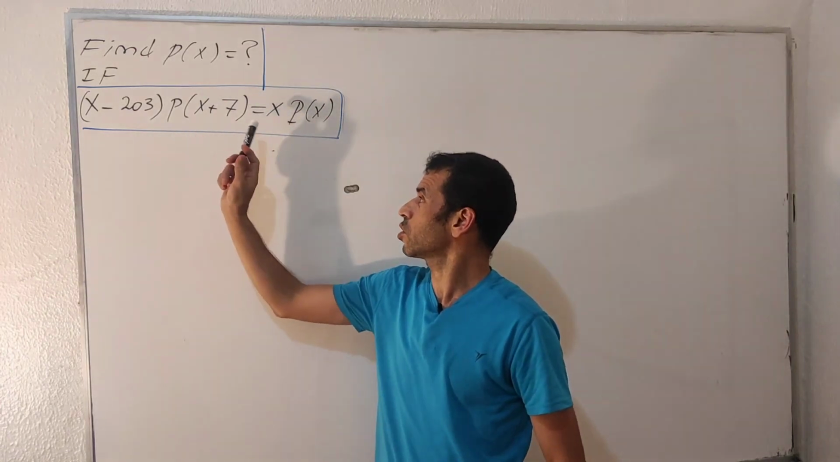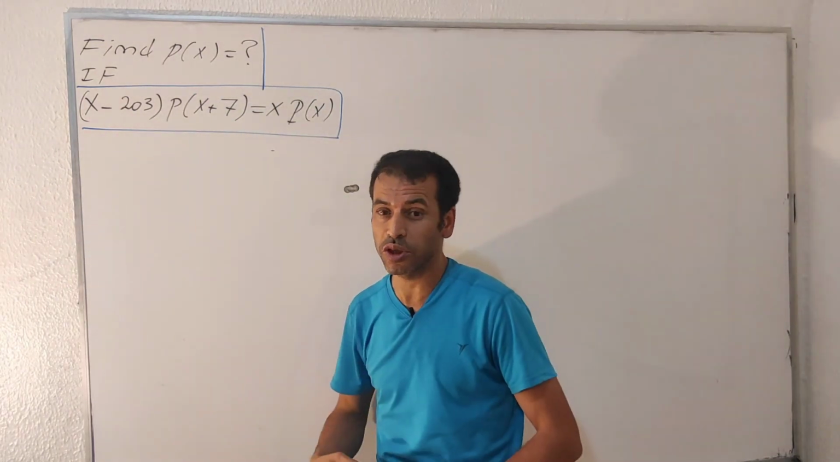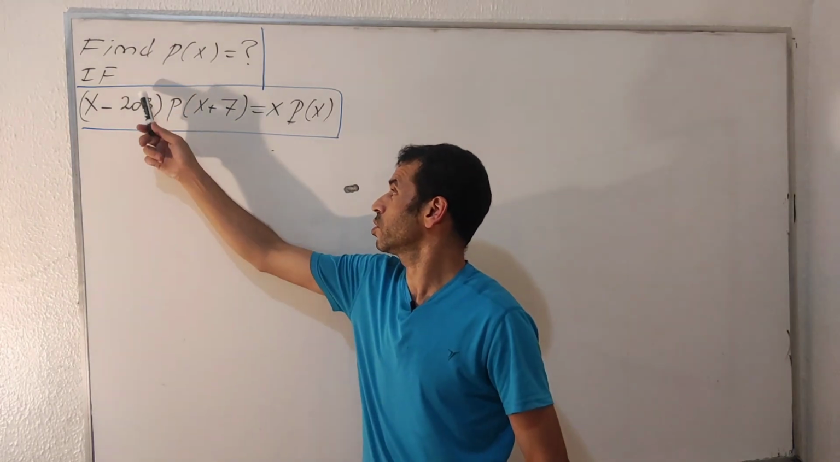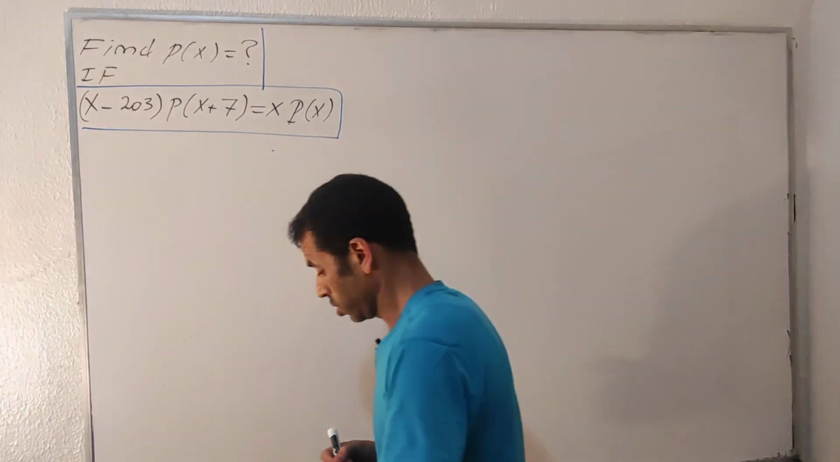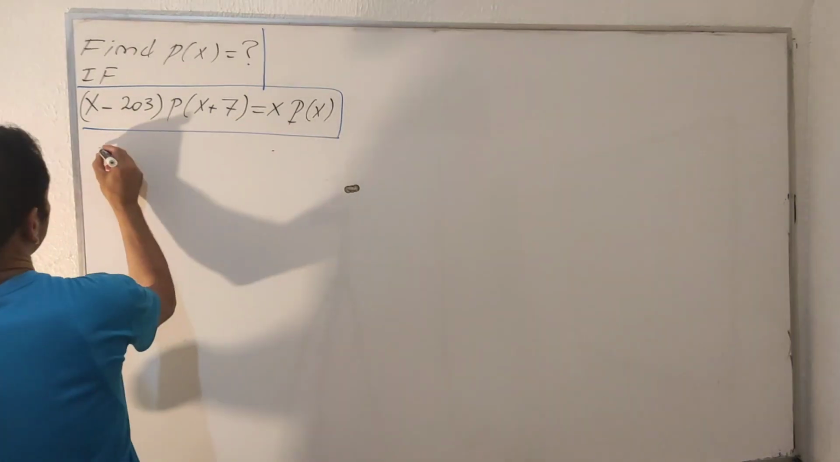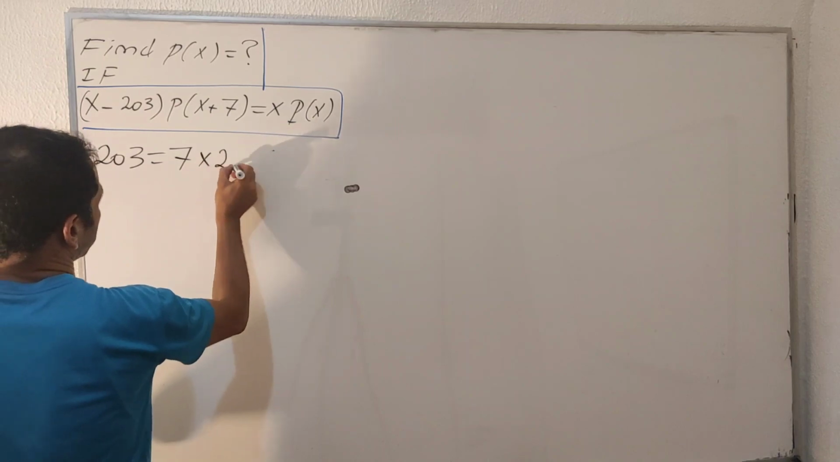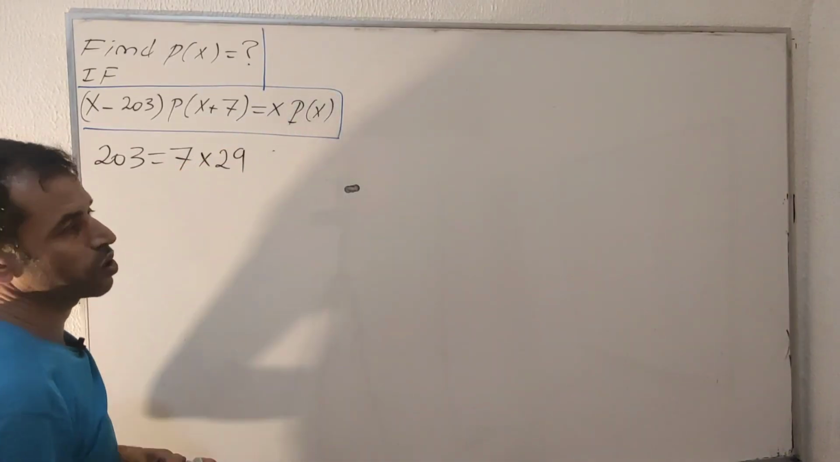If you take a look at 203 and the number 7, we have relevant information between the left and the right hand side of this equation, especially 203. There is kind of a relationship between the number 7 and 203. If you check, 203 is the same as 7 multiplied by 29. Okay, so I'm going to use this fact in order to solve this equation.